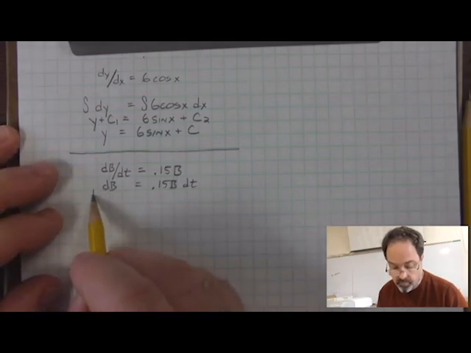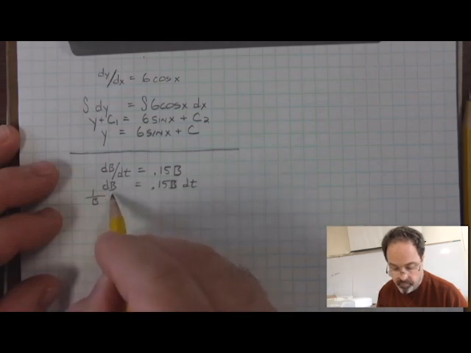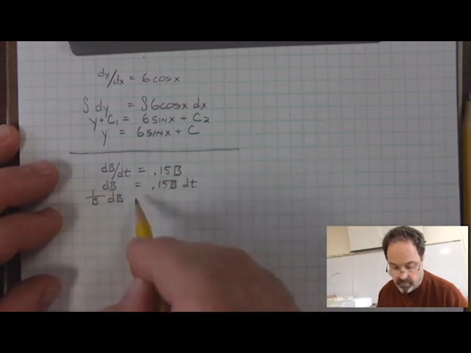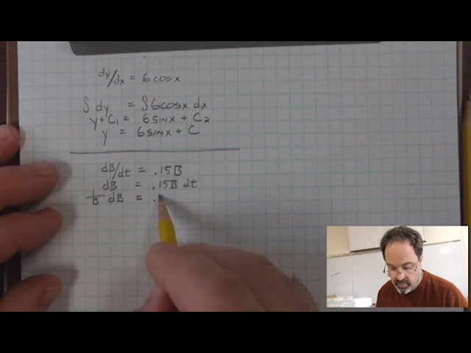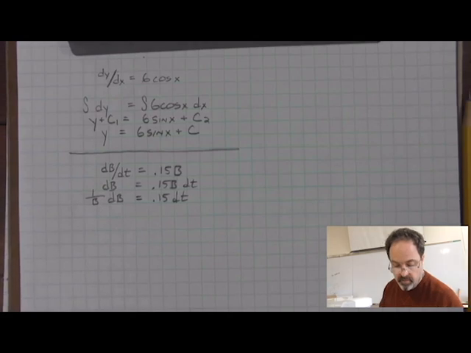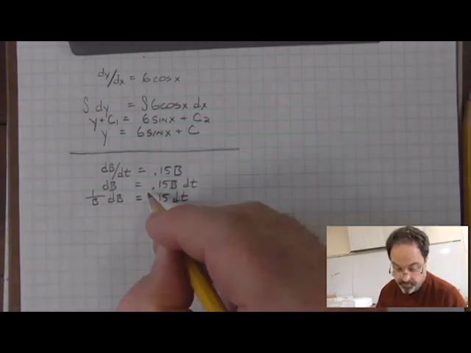When I do, I'm going to represent the division by b as a multiplication by 1 over b on the left side. And what's left on the right is a 0.15 dt. Now I'm ready to integrate.